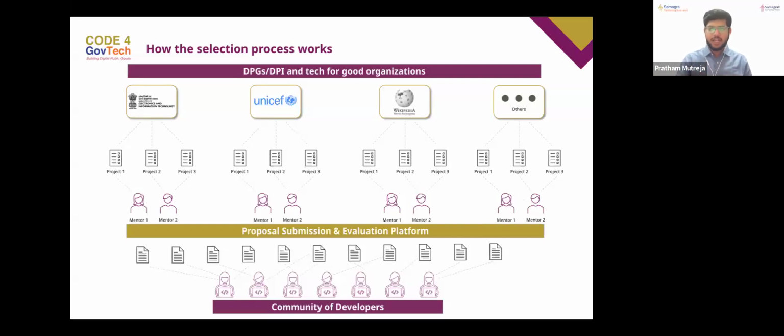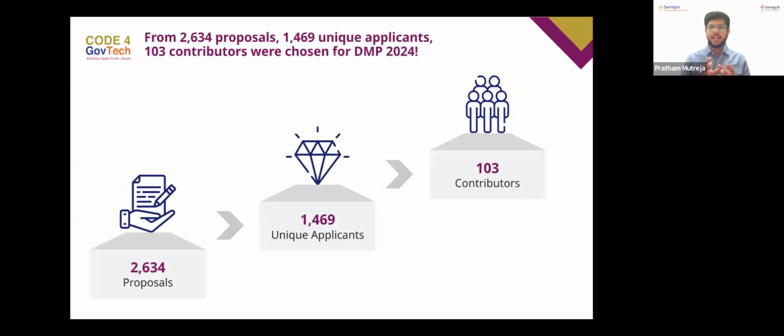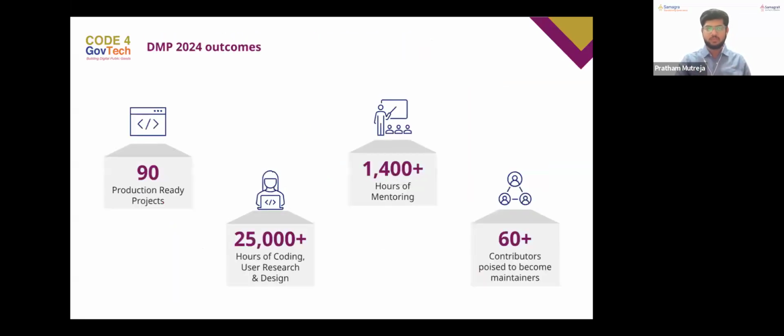So moving on next. This is a snapshot from DMP 2024, where we had nearly 2,600 proposals from nearly 1,500 unique applicants. And out of that, 103 contributors were shortlisted. The number 103 is actually coming from the number of projects. So last year we had 103 projects, and each project has one contributor. That is why 103 contributors were shortlisted from the entire pool.